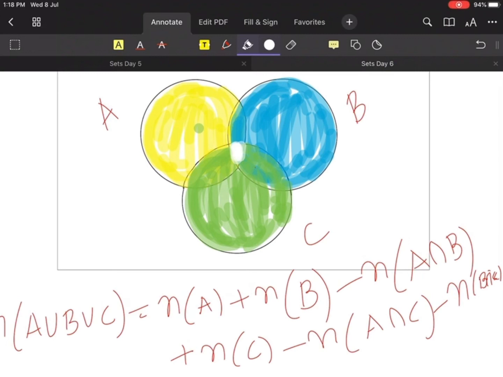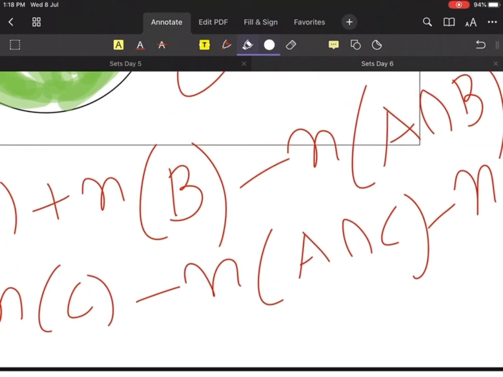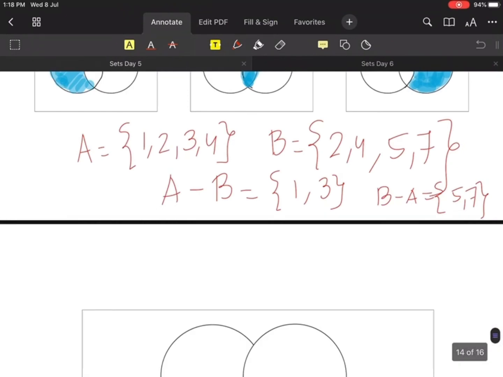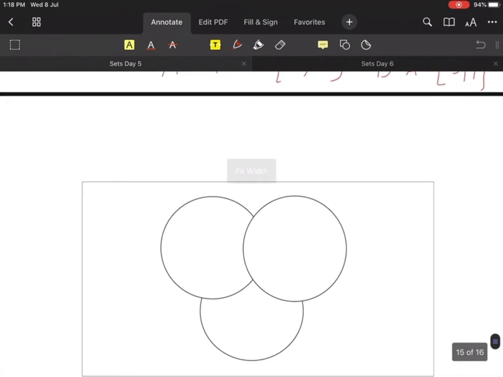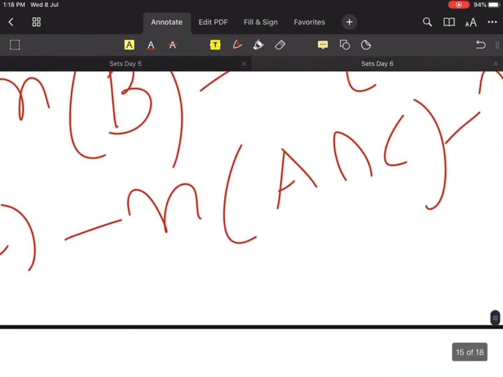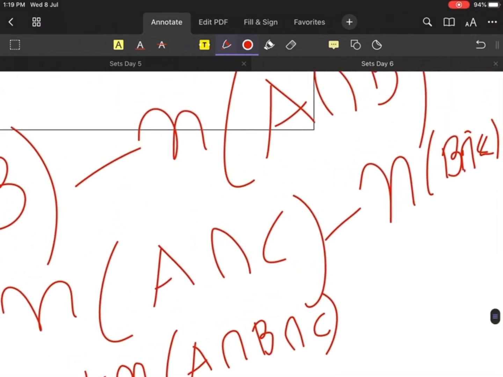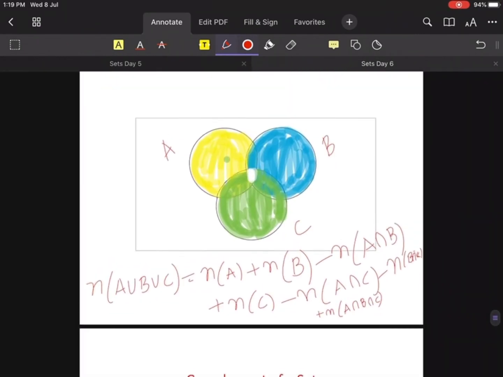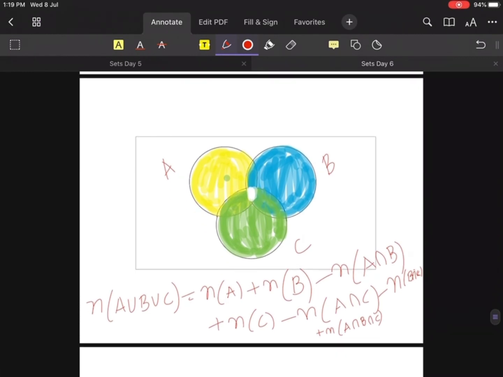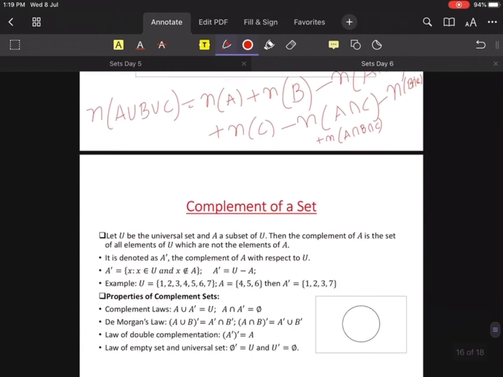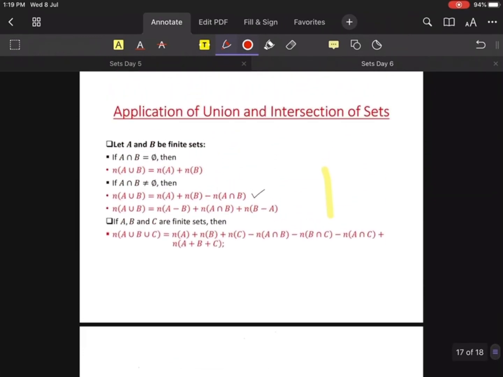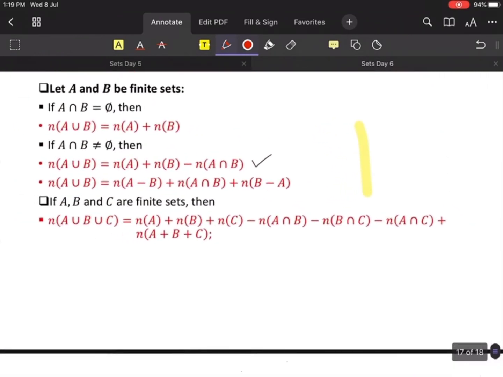So I have to add this region. And what is this region? This region is common to all the three sets. So I have to add that, which will be plus N of A intersection B intersection C. Everybody understood how we got the formula? Am I clear? Yes, sir. So that's how the third formula comes.